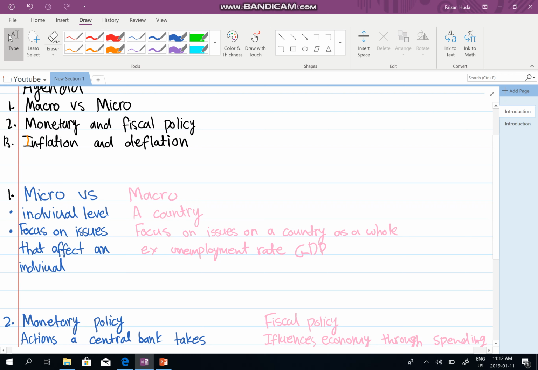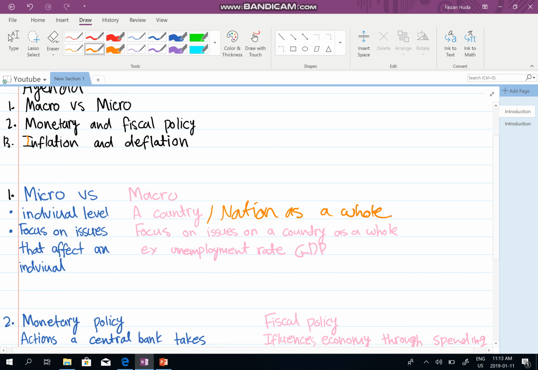So microeconomics is the study at an individual, group, or company level, whereas macroeconomics, on the other hand, is the study of a country or a nation as a whole. Hopefully, you guys can read my writing. It's not that bad, I hope.